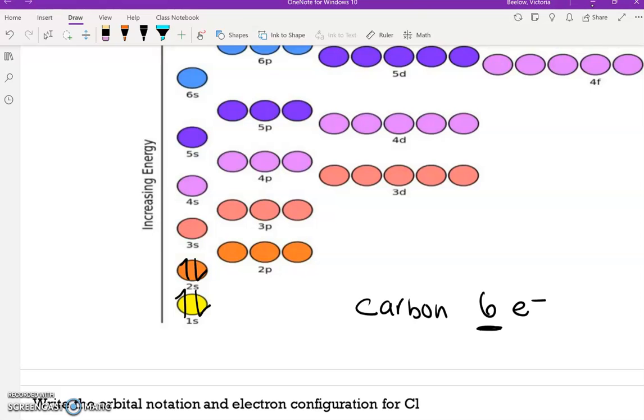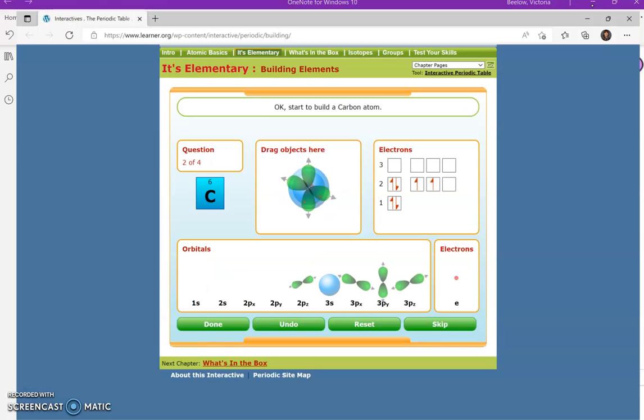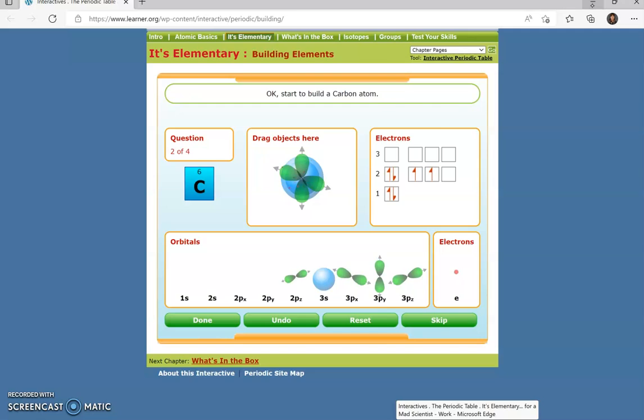Now we are at the p. So like you saw, there's 3 of them because of how they're orientated. So I only need 2. Now the thing is, you're not going to fill it in like this, okay? Because that's not what happened here.